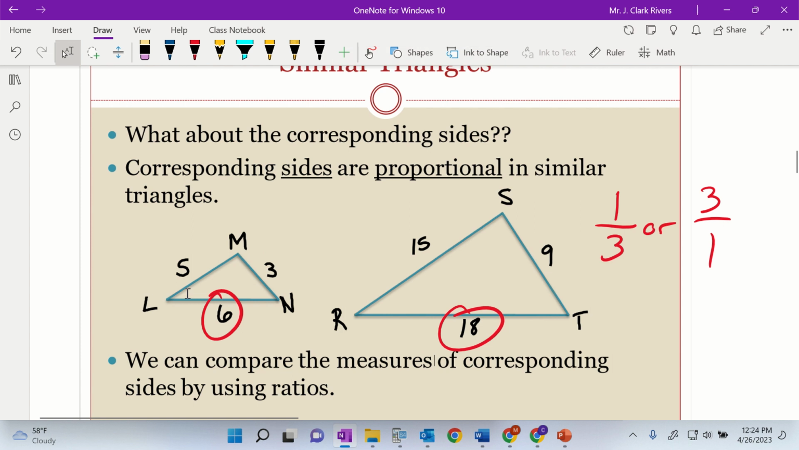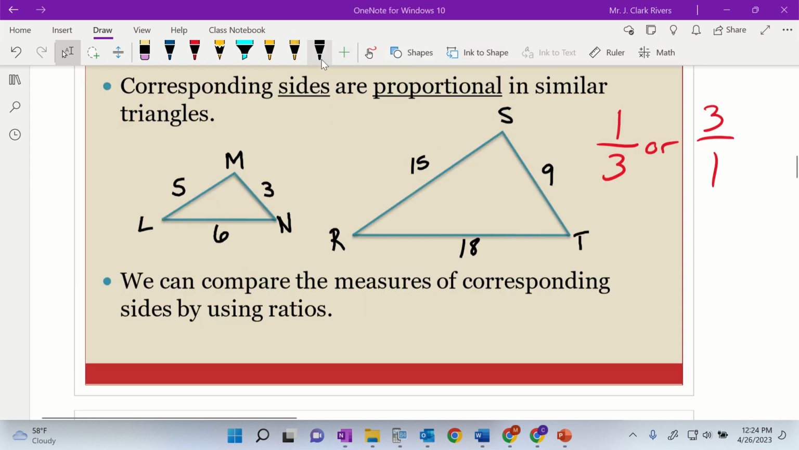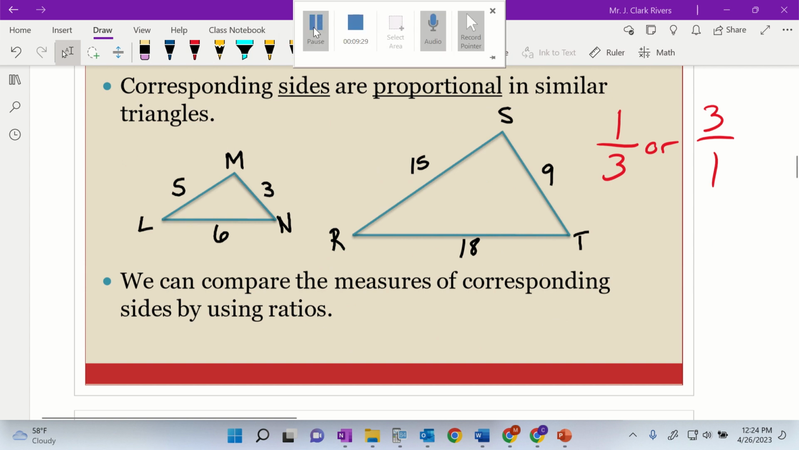I don't know the angle measure of L. I don't know the angle measure of R, but whatever they are, they have to be equal. They have to be congruent. I don't know the angle measure of M. I don't know the angle measure of S, but whatever they are, they have to be congruent. And same thing with N and T. And as we already talked about, we can compare the measures of corresponding sides by using ratios.